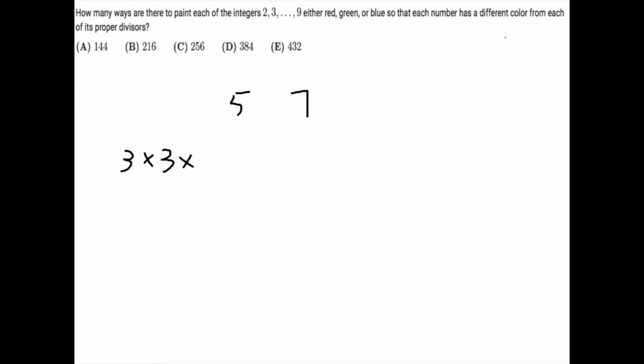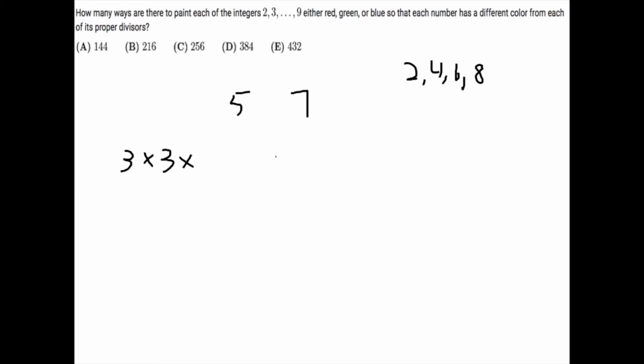So let's consider the number 2. 2 has the multiples 4, 6, and 8, right? So we have 2, 4, 6, 8. So basically 2 can't be the same color as 4. 4 can't be the same color as 8, and 6 has to be either the color of 4 or the color of 8, since it's also a multiple of 2.